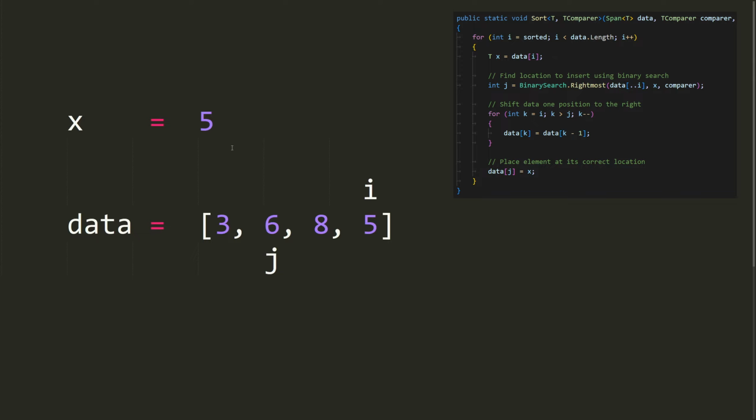Now that we found the correct position for 5, we still have to move every element over. So we will have to move 8 over to where I is, and 6 over to here, and finally we write 5 to its correct position. So we still have to move the elements just as much as regular insertion sort, but finding the correct position was slightly faster.